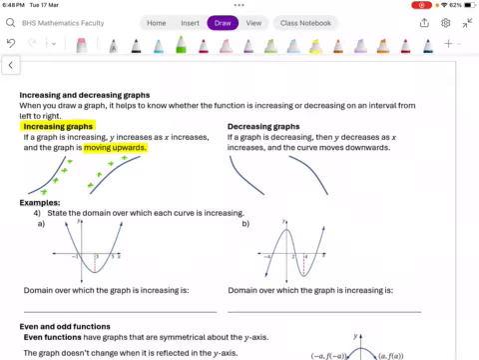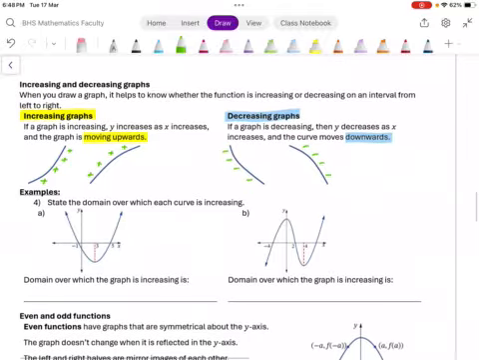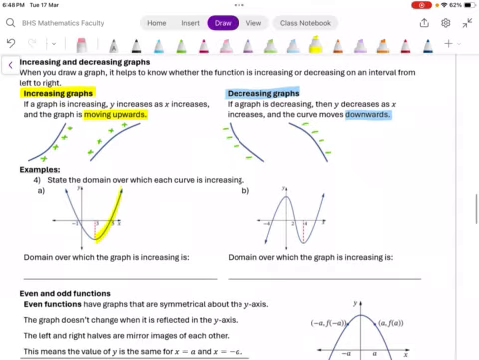Okay, for our decreasing graphs, if a graph is decreasing, then y decreases as x increases, and the curve moves downwards. So the gradient of these curves is negative if it's decreasing. Now for our example, we want to state the domain over which the curve is increasing. Our curve on our first function here is increasing from 3 all the way up to infinity.